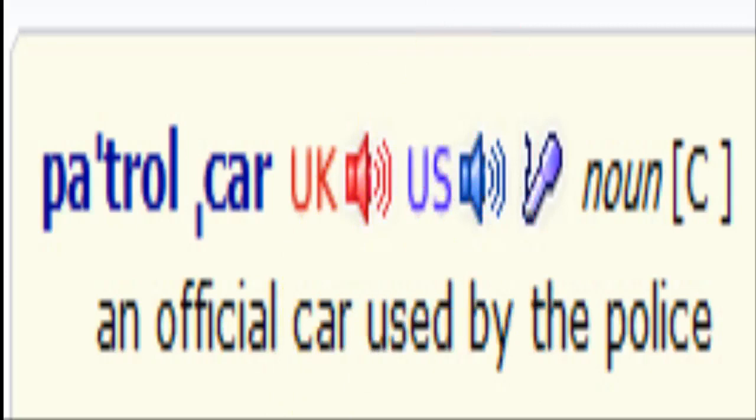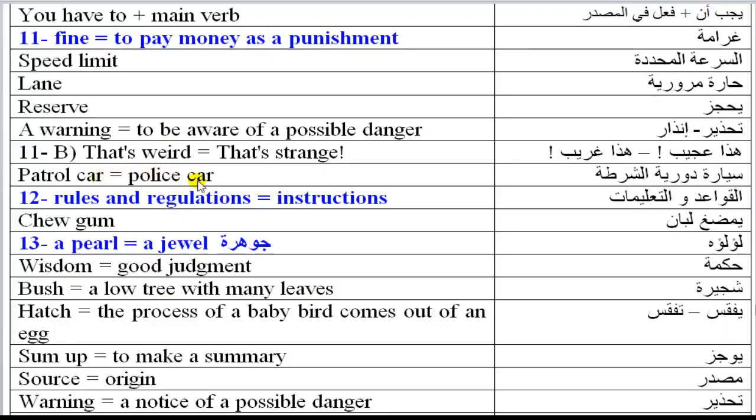Patrol car. Police car. This word is police, not police. Police car. 12. Rules and regulations. Instructions. Chew gum.